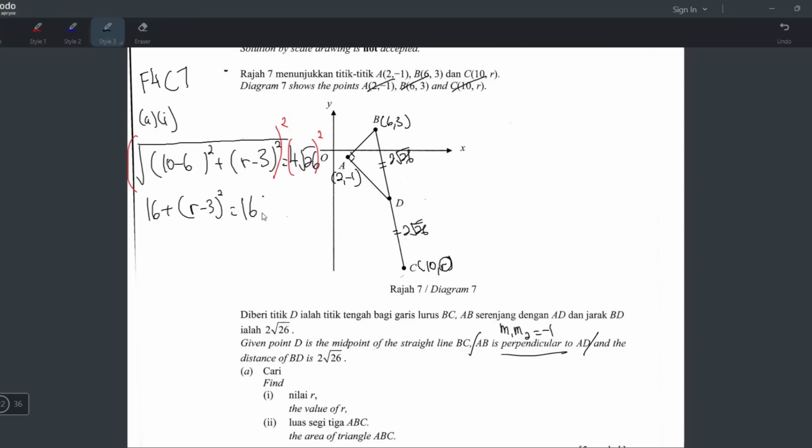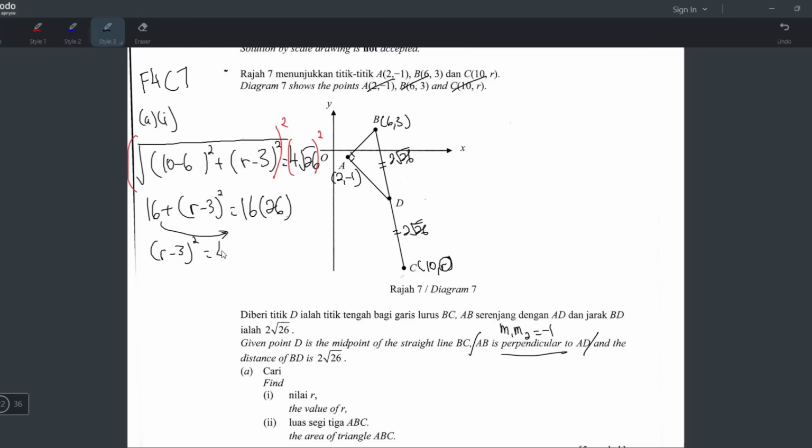Square root 26 has to be squared also, becomes 26. Yeah, because square root and square can cancel. So you're just left with r minus 3 squared. Now I will press 16 times 26 minus 16. My calculator gives me 400. Okay, 400. So this one times, and then move this one.